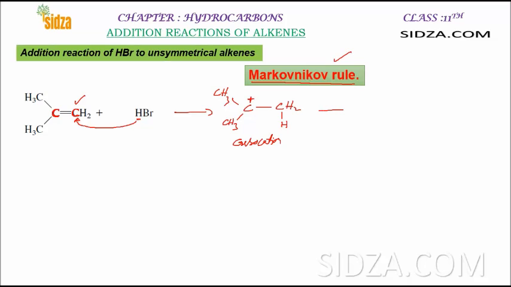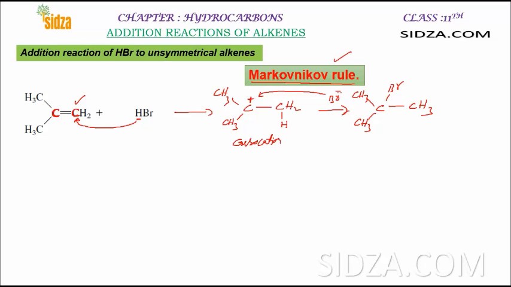But in the second step, what happens then? The Br negative will attack the same carbocation, and what do you get as the product? You get the product like this: carbon-carbon single bond, Br over here, and the CH2 now becomes CH3, and there are two methyl groups also. This is the product that you get, as per Markovnikov's rule.